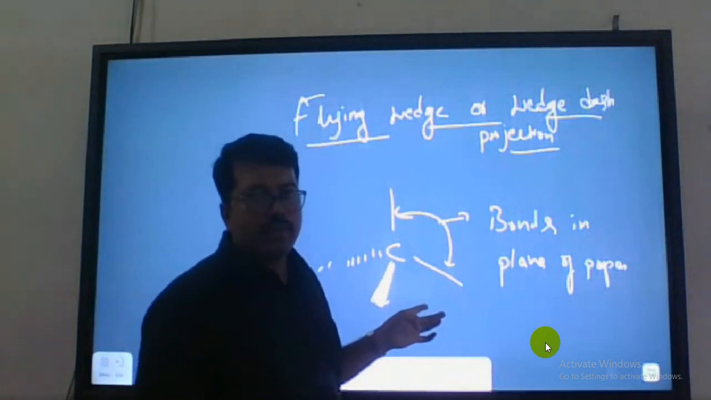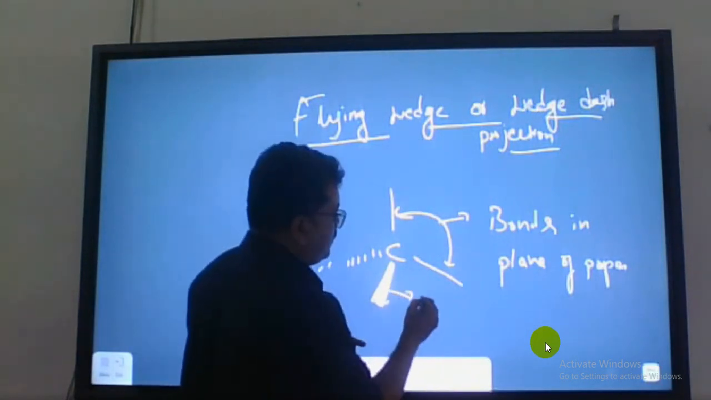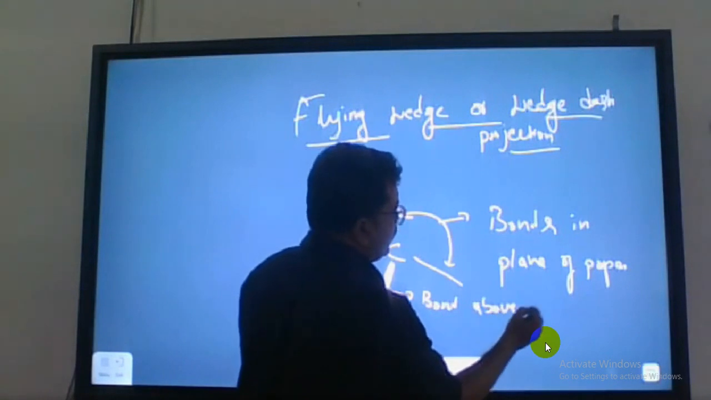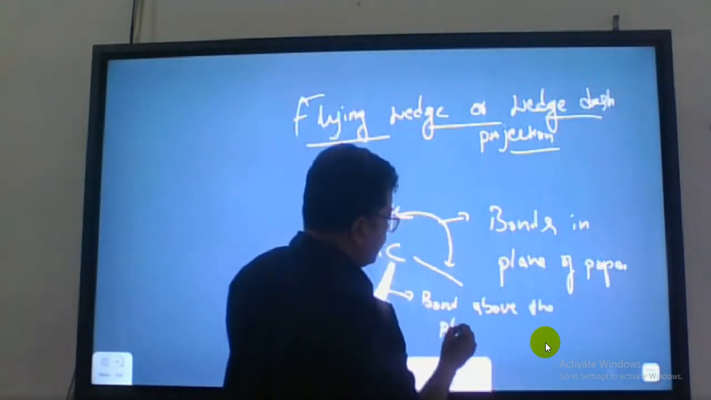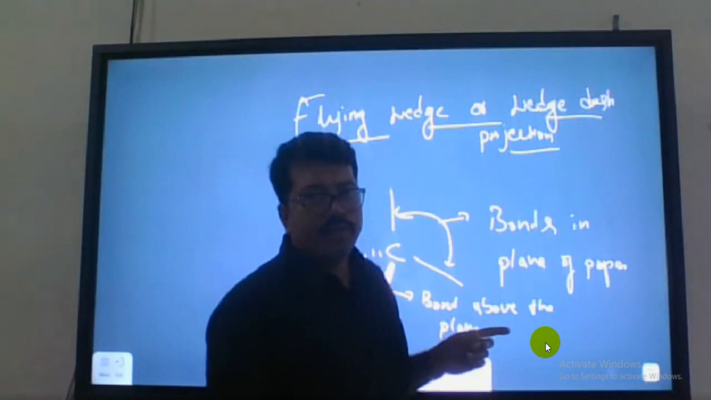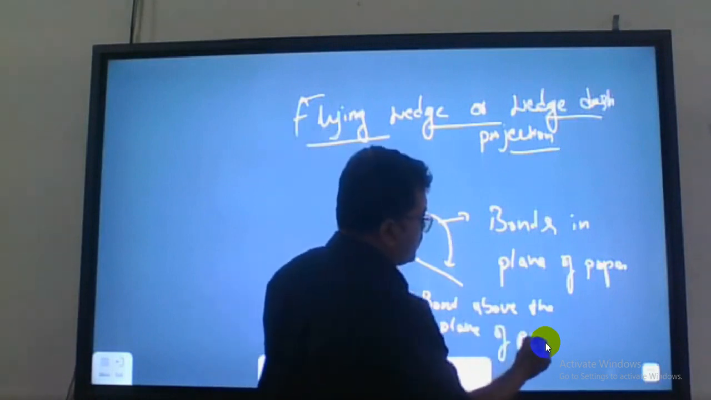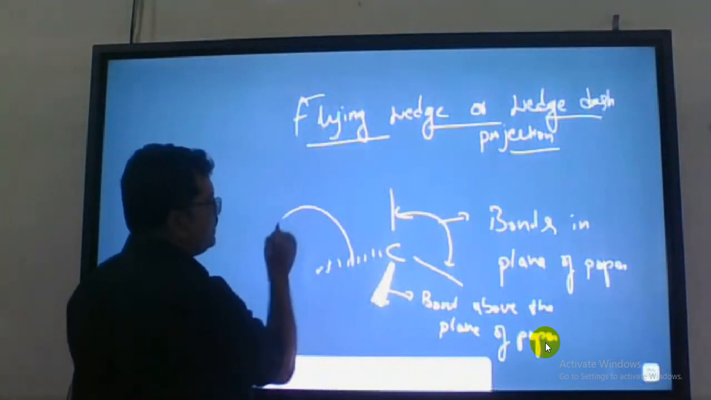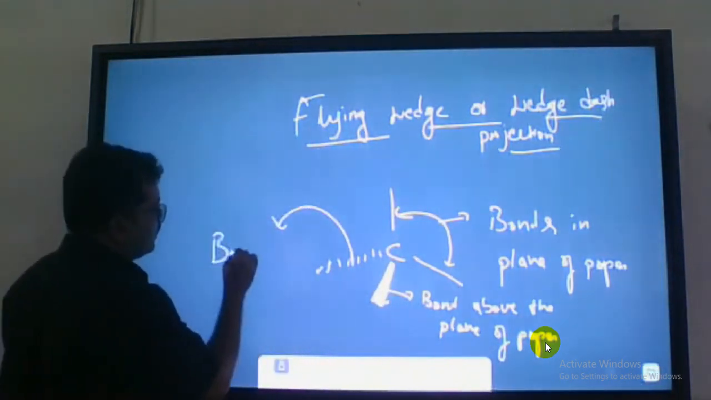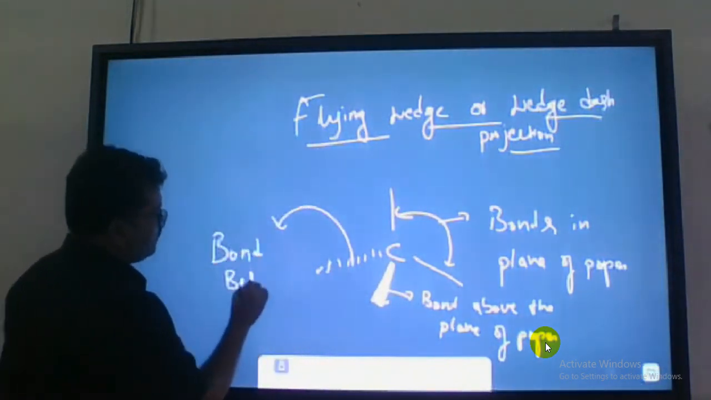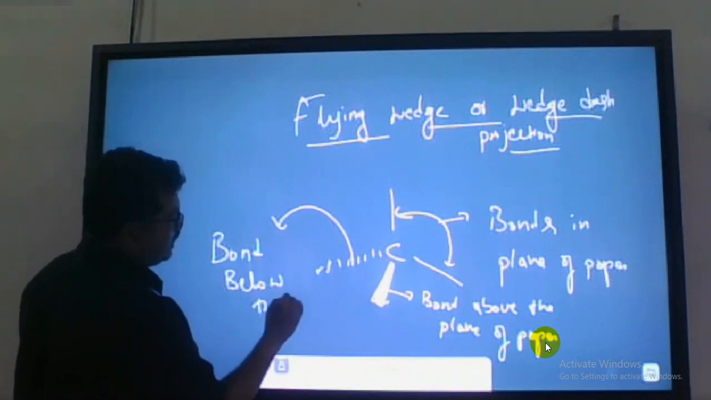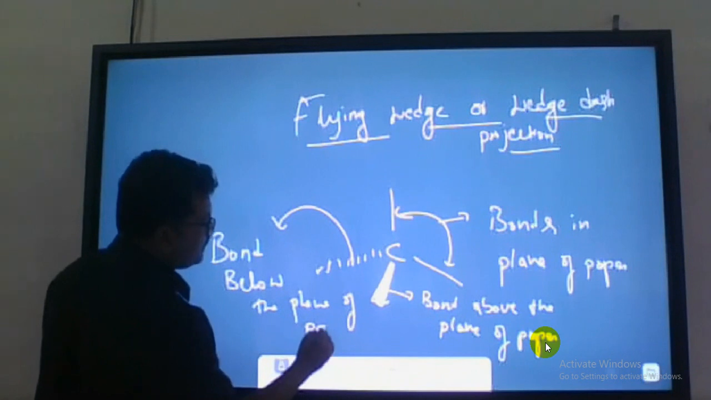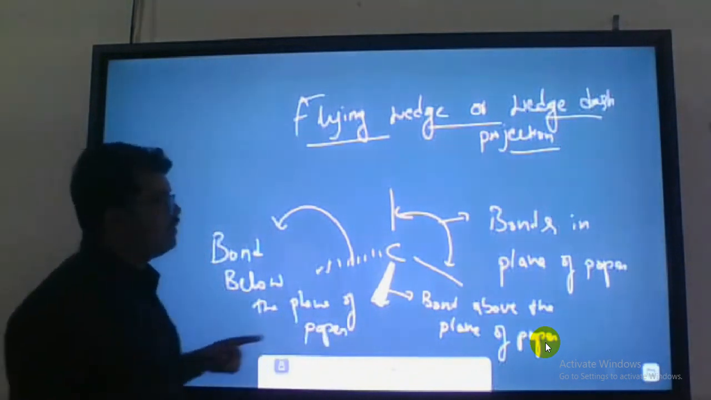So what about this one? Bond above the plane, thick line. This is bond above the plane of paper. Okay. And what about this thin line? Bond below the plane. Bond below the plane of paper.